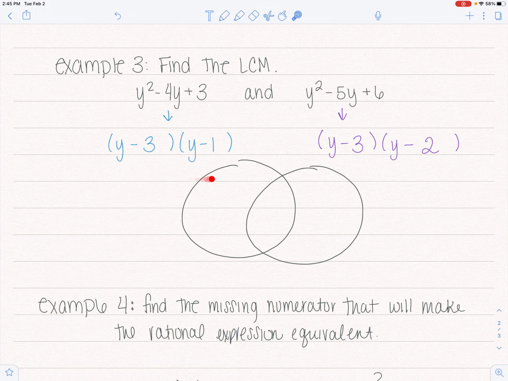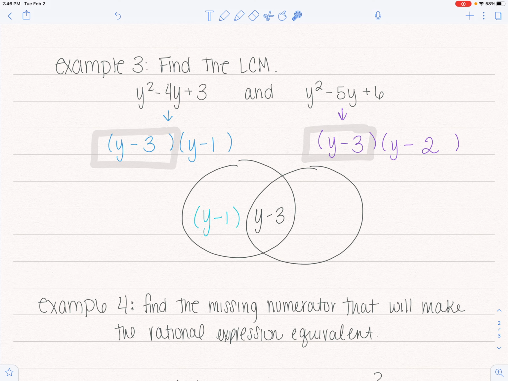So between my two factors, y minus 3, y minus 1, and y minus 3, y minus 2, well, what factor is being repeated? Well, you can see that both of these have a y minus 3. So I'm going to put y minus 3 in the middle. Now, this factored form on the left, what is missing now in the Venn diagram? Well, I need to add the y minus 1. So I'll have y minus 1 over there on the left.